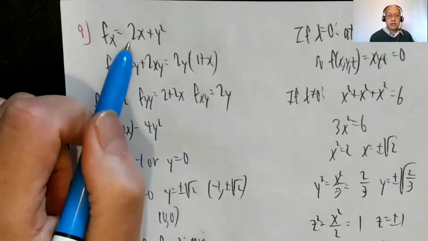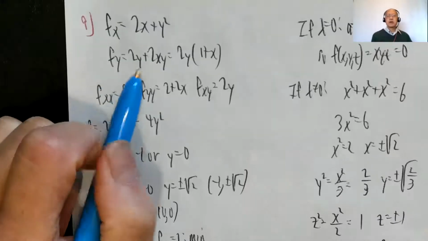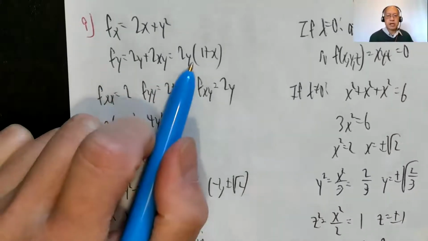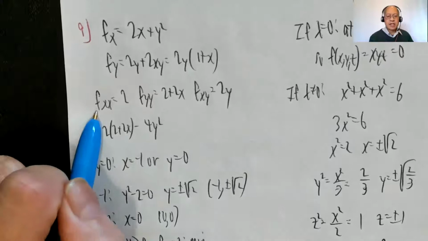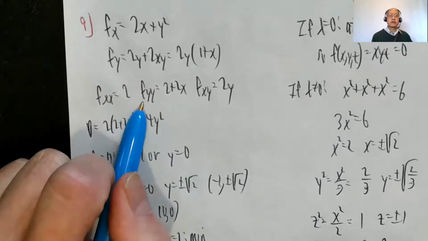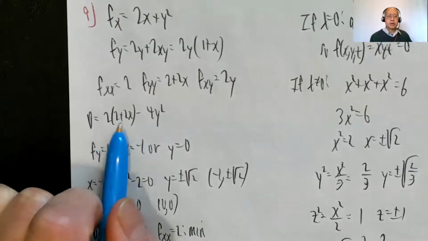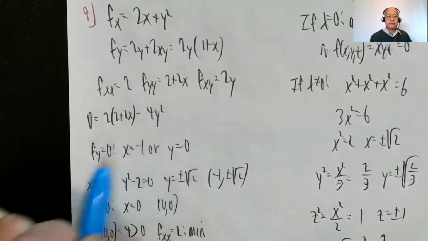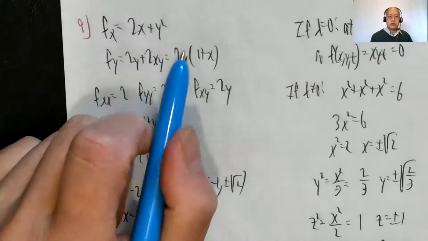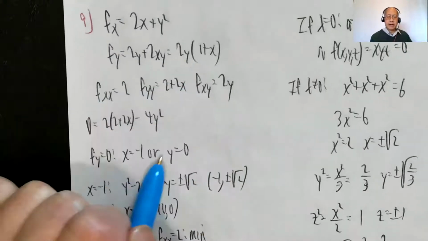Number 9, fx is 2x plus y squared. Fy is 2y plus 2xy, which factors into 2y times (1 plus x). Fxx is 2, Fyy is 2 plus 2x, Fxy is 2y. So the big D is 2 times (2 plus 2x) minus 4y squared.